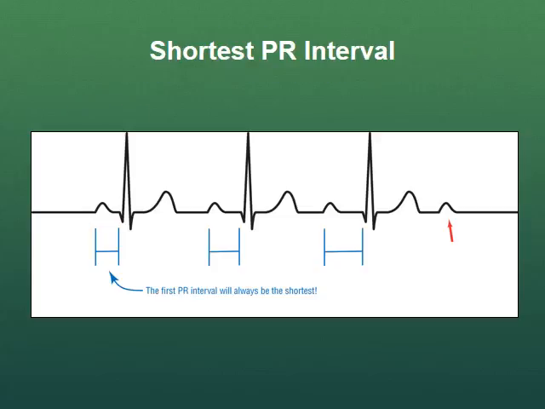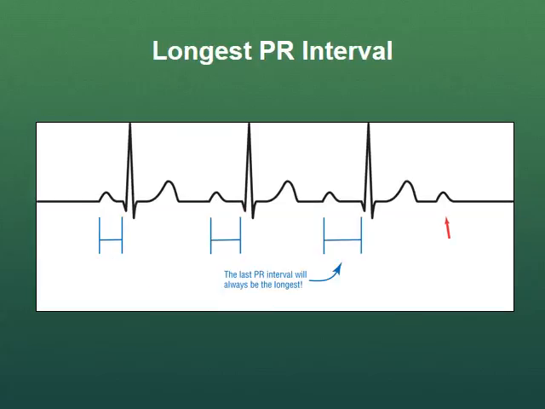So here's what we're talking about. We have a short PR interval, which is going to be, the one following the dropped beat is going to be the shortest, and we have a slightly longer PR interval, even longer, and then we drop a beat. Again, we have the longest PR interval closest to the dropped beat. So it's going to be the beat just before the dropped beat.